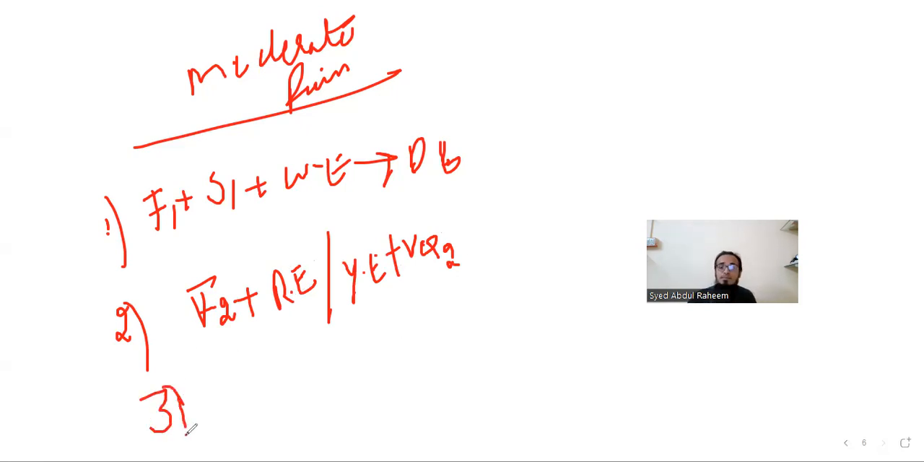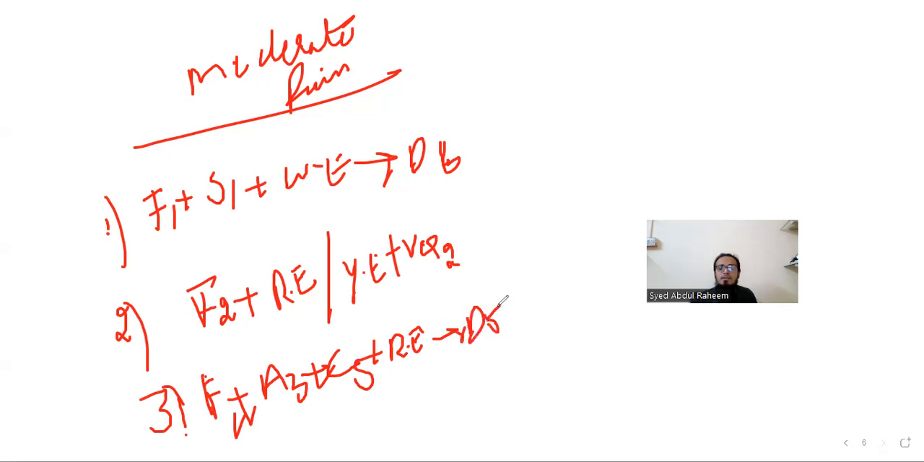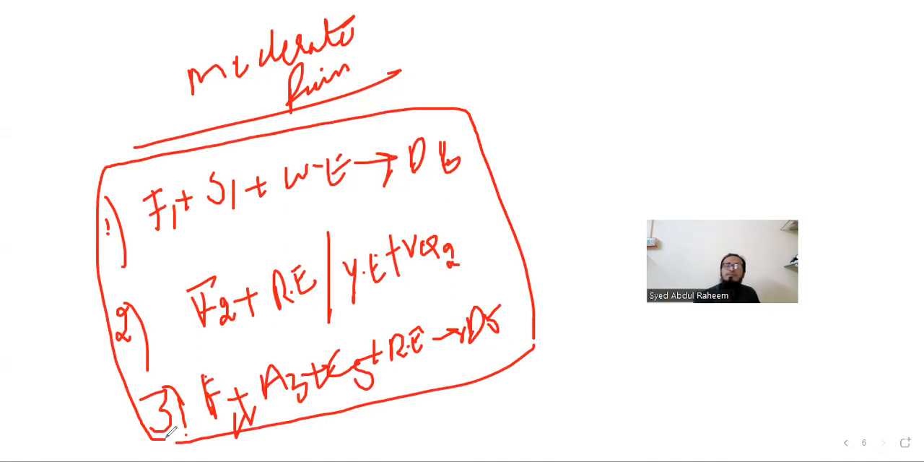Again, the third remedy is that we are taking F1, A3, C5 and RE in D5. This is the best for pain. So this is the second phase, that is moderate.